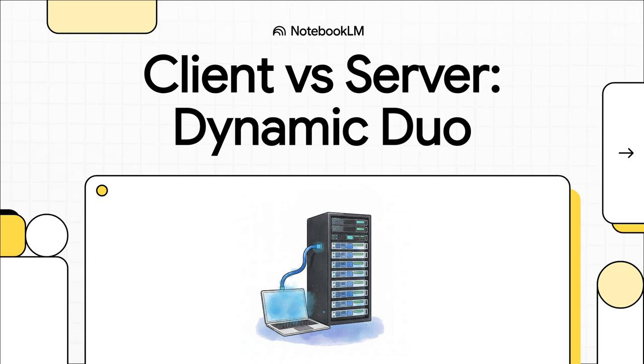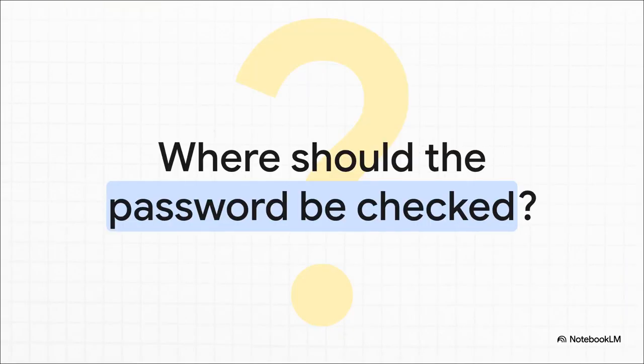Welcome to The Explainer. Today, we're diving into what is arguably the internet's most important dynamic duo, the client and the server. We're going to unpack that invisible, constant tug-of-war happening behind the scenes between blazing fast performance and ironclad security.